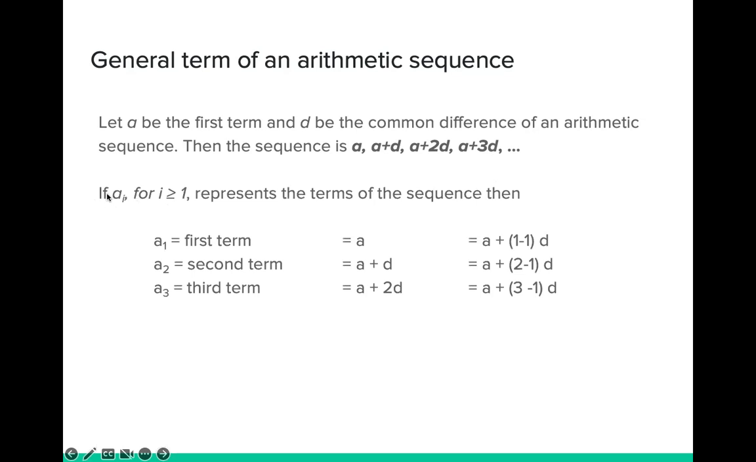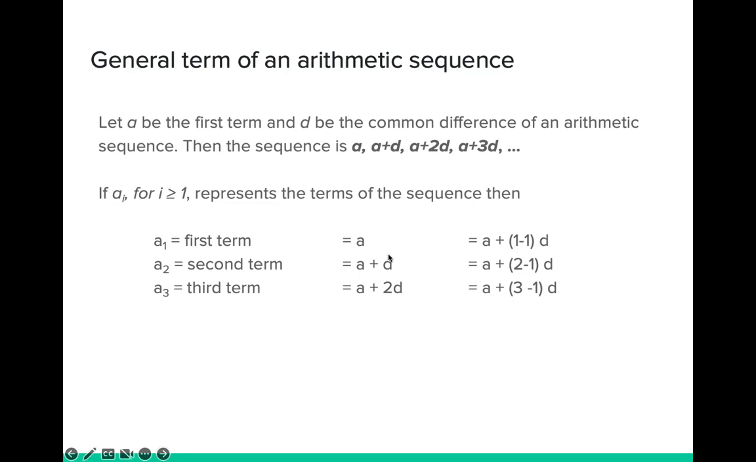Suppose a sub i, for all integers i greater than or equal to 1, represents the terms of the sequence: a sub 1 as the first term, a sub 2 as the second term, a sub 3 as the third term. Based on the sequence given, a sub 1 is equal to a, right? The second term, a sub 2, is a plus d, and the third term, a sub 3, is a plus 2d. Okay, so how did we compute this equation? Where do we plug in these values? i equals 1, 2, and 3.